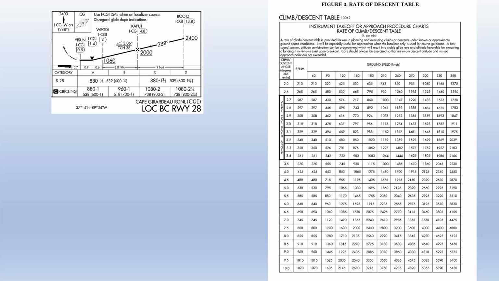All we do is add 50 feet to our MDA, so our MDA is going to be 880 feet on our altimeter. 50 feet plus 880 equals 930 feet, so that is how to calculate the DDA.